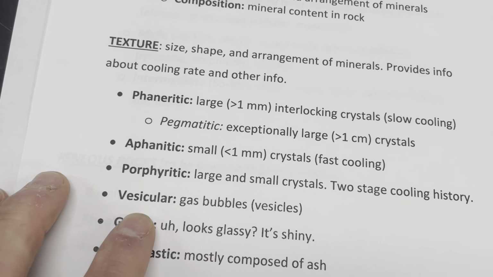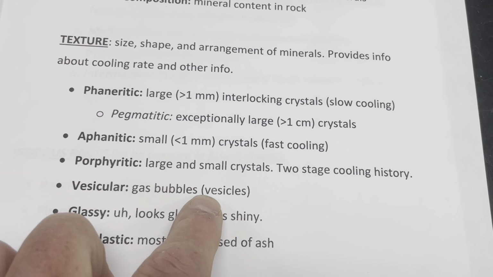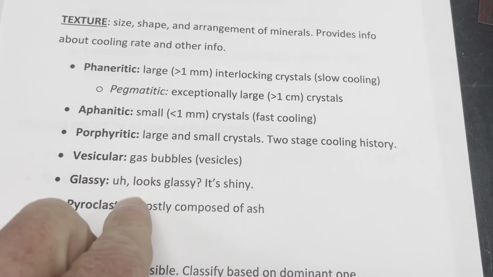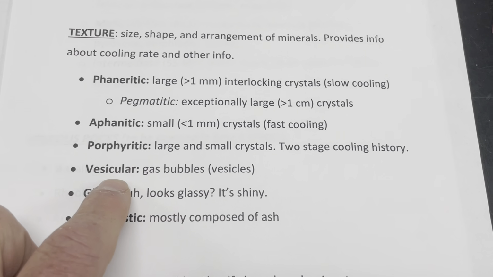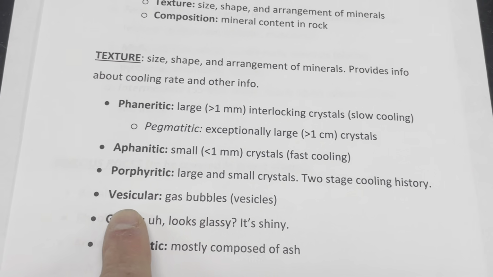Talking about vesicular. So the gas bubbles we see in igneous rocks are called vesicles. And so a rock that has a lot of these vesicles has a texture that we might call vesicular.